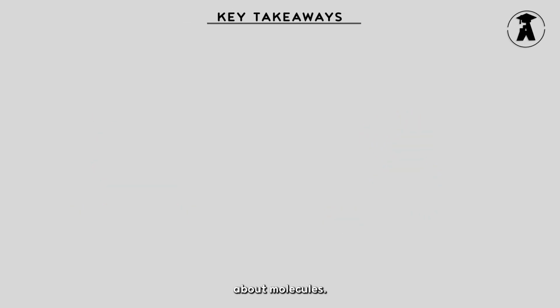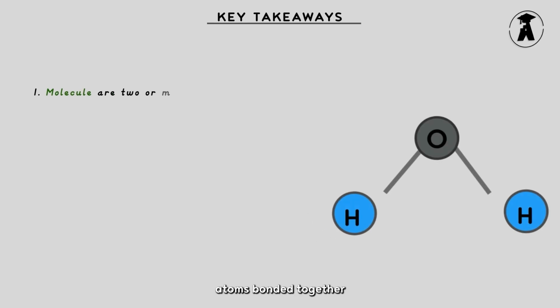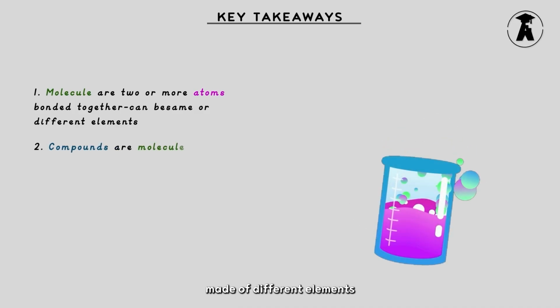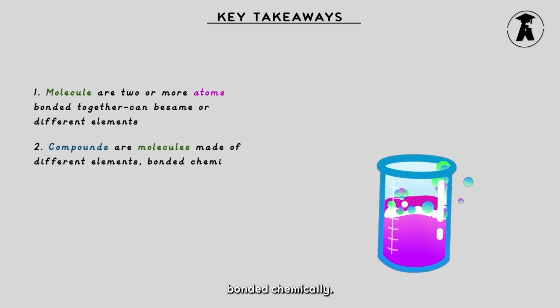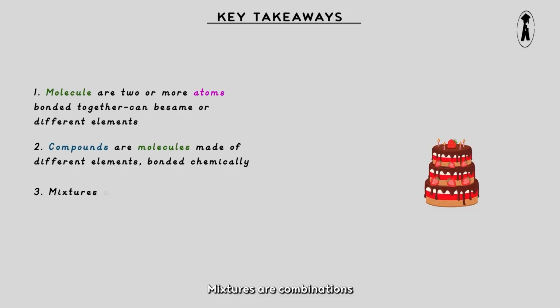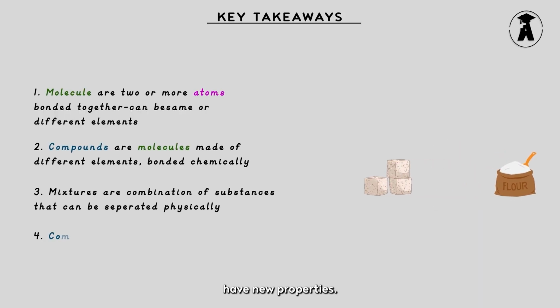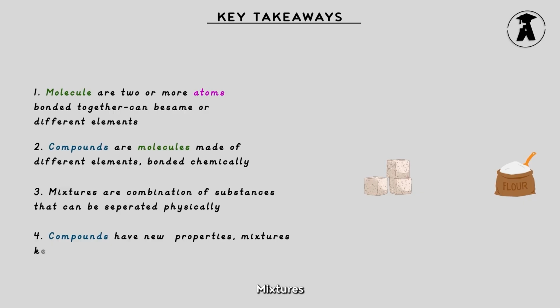Let's review the key takeaways about molecules. Molecules are two or more atoms bonded together, can be same or different elements. Compounds are molecules made of different elements, bonded chemically. Mixtures are combinations of substances that can be separated physically. Compounds have new properties. Mixtures keep the properties of their parts.